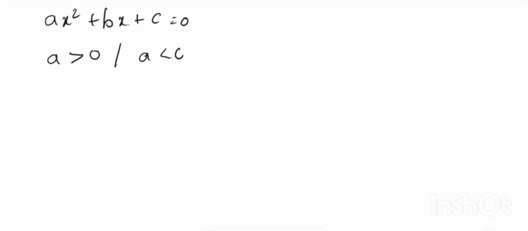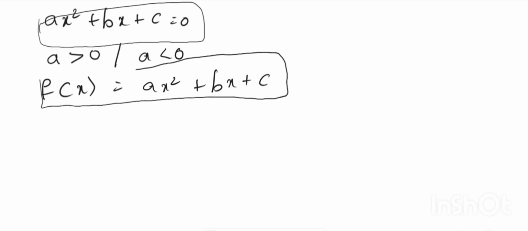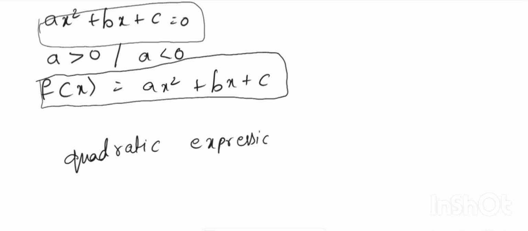And one more thing is, there are two conditions for this quadratic equation. What are these? a is greater than 0 or a is less than 0. So if f(x) = ax² + bx + c, this is a quadratic equation, and this is called a quadratic expression.